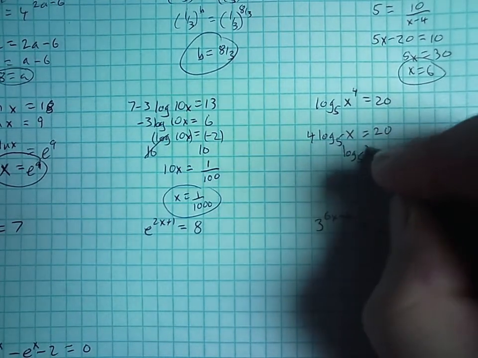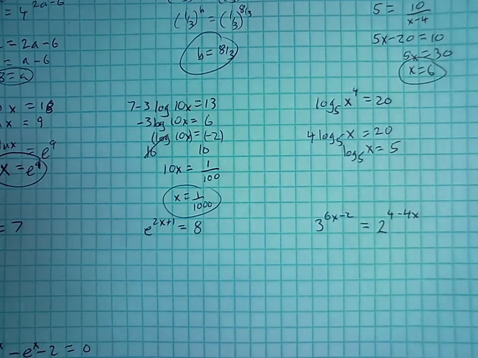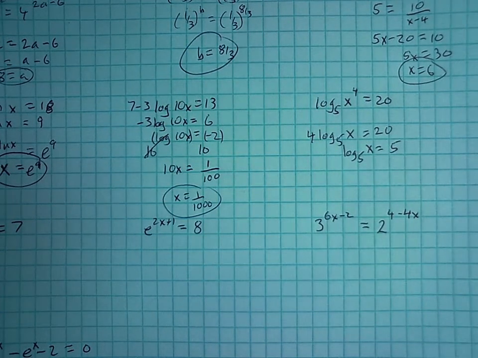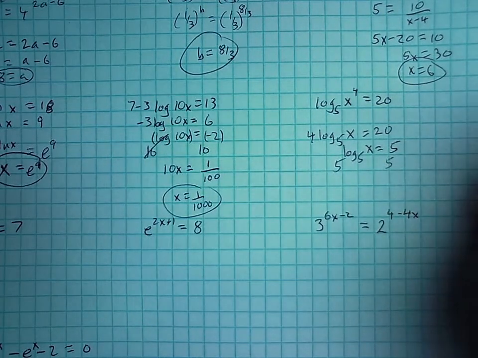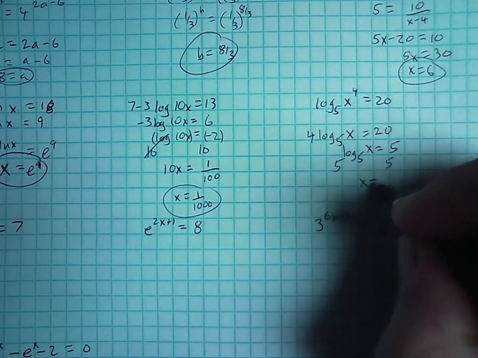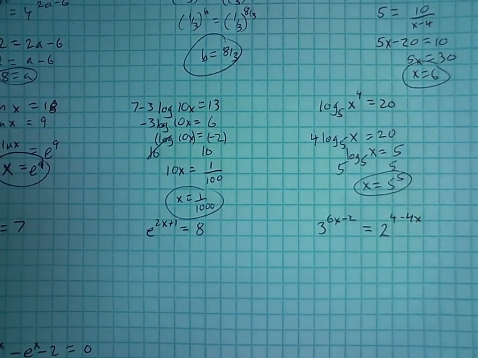So I get log base 5 of x equals 5. And that's going to be much easier for my brain to handle when I exponentiate, because 5 to the 5th power is, oh, my answer. And then I don't have to worry about 20 and the fourth root and all of those things.